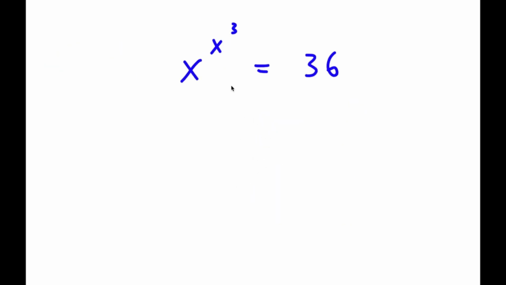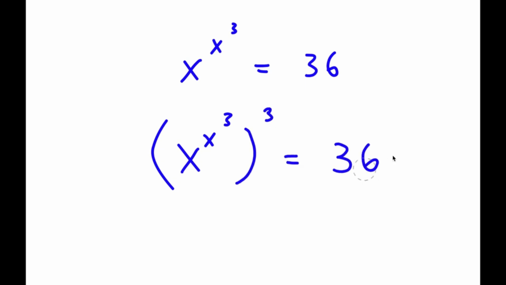Alright, so in this problem, I have x to the power of x to the power of 3 is equal to 36. So to solve this problem, the first thing I'm going to do is take the power of 3 on both sides. So now I have x to the power of x to the power of 3 to the power of 3 is equal to 36 to the power of 3.